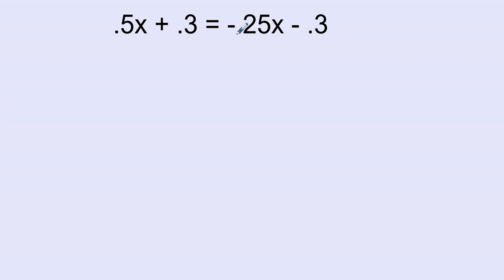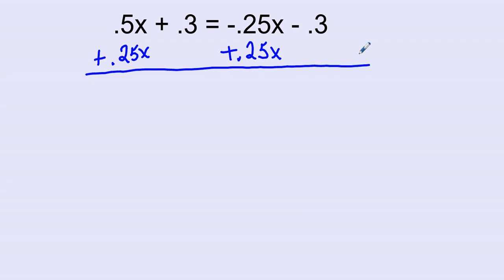So I'm going to get rid of this negative 0.25x by adding a positive 0.25x. So I might need to use my calculator to check, but I know 0.25 plus 0.5 is 0.75x. But your calculator can help you with that. I would just add 0.5 plus 0.25. So this one's eliminated now, or canceled out.